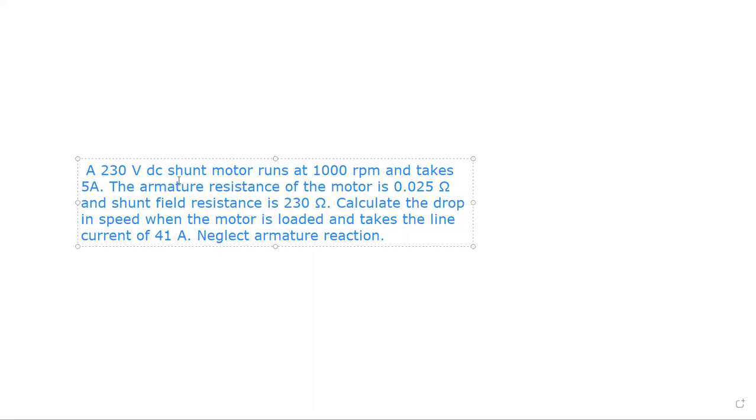So in the first case, when they are saying it is taking 5 amp, your motor is not loaded, okay? And it takes the line current of 41 amps. So when your motor is loaded, instead of 5 amp, it is taking 41 amp. So they are saying calculate the drop in the speed. Understood the question now?